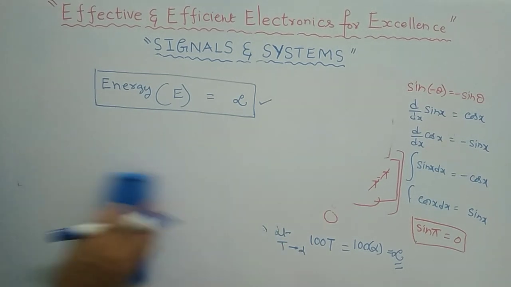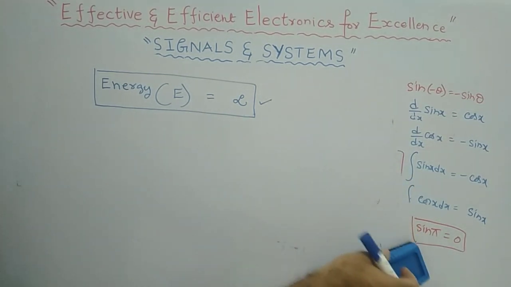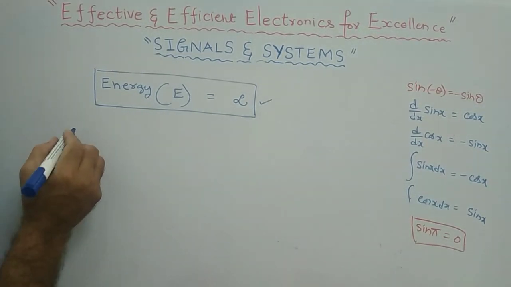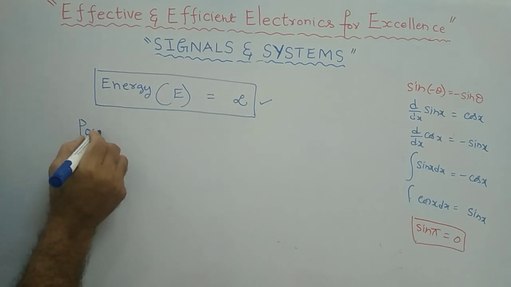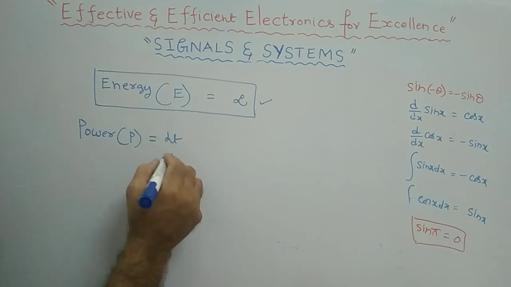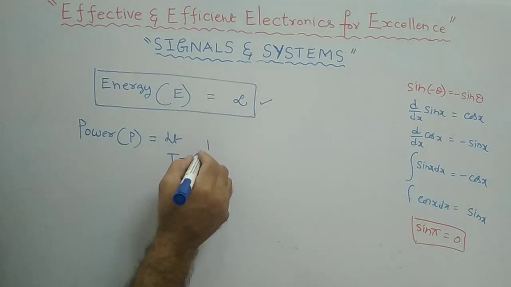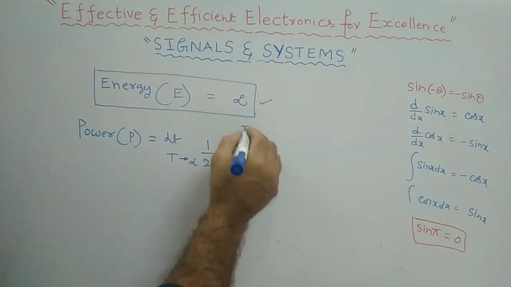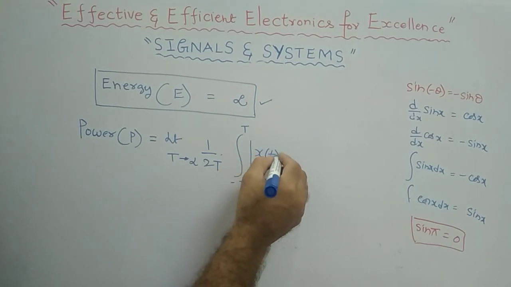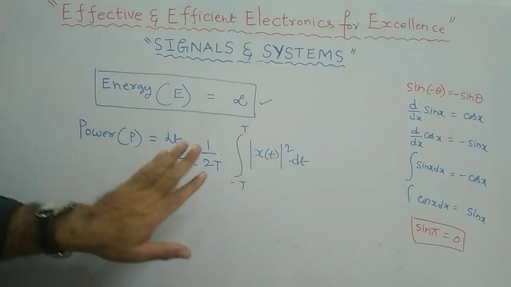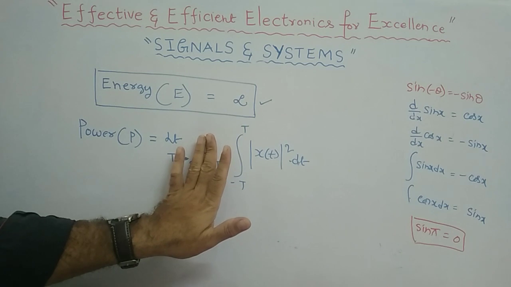The energy part is completed. We obtained the energy value. Energy is equal to infinite. Clear? Now, what is the power? Power is equal to limit t tends to infinity, 1 by 2t, integral from minus t to t of magnitude of x of t squared dt. If you forget 1 by 2t, the rest of the part is the formula of your energy, no?